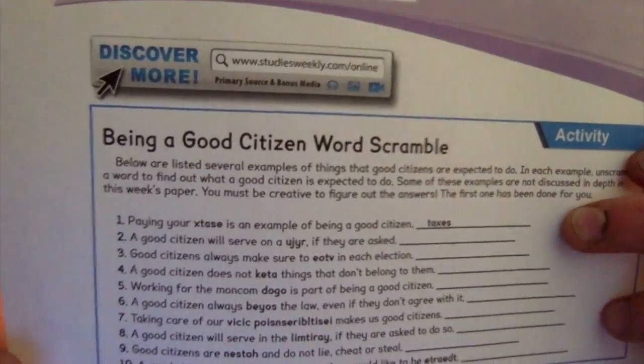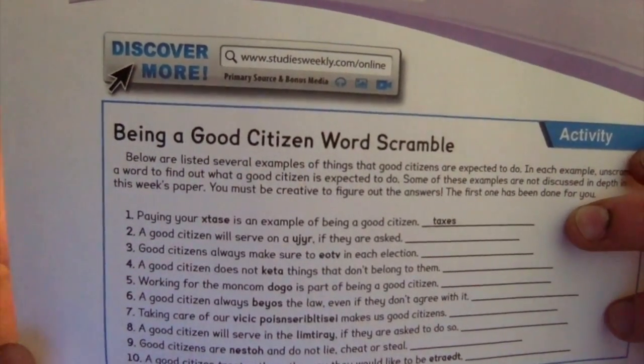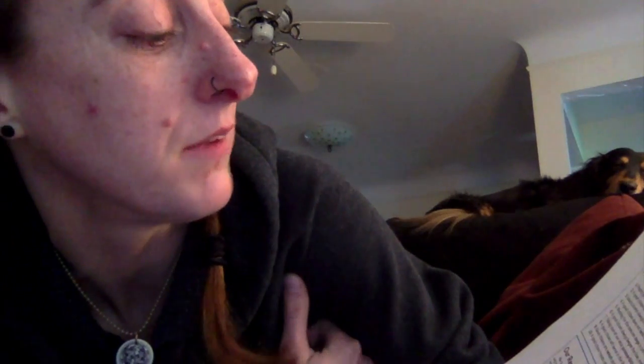So number 2 is UJYR. Well, obviously we know that's not a word, but one of the responsibilities that you have is that you have to serve on a jury. JURY.